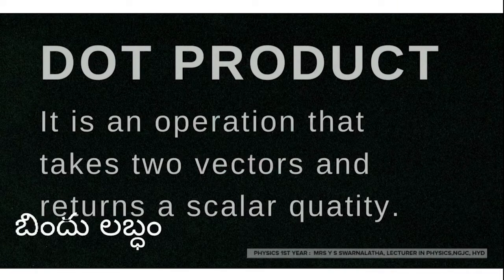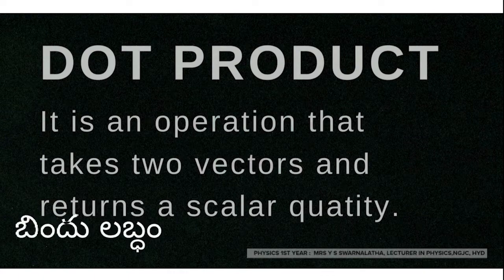It is an operation that takes two vectors and returns a scalar quantity. So dot product ante bindu labdam. You already know what vectors are. Vectors are physical quantities which have both magnitude and direction. సదిశలు అంటే మనకు తెలుసు. సదిశల యొక్క బిందు లబ్దము ఒక అదిశ రాశి. So the dot product of two vectors is a scalar quantity.